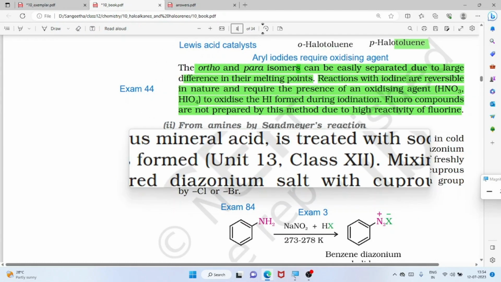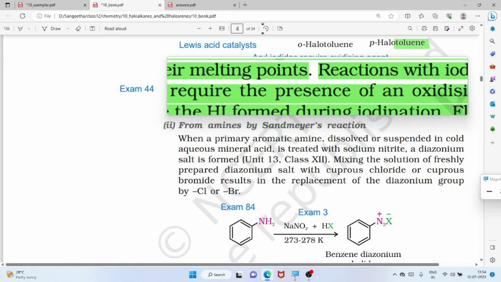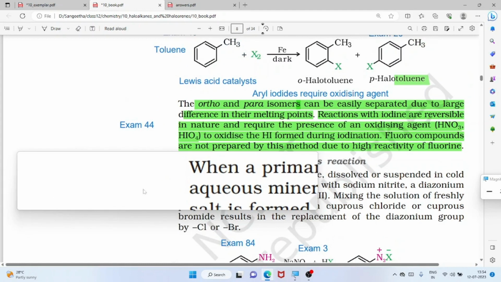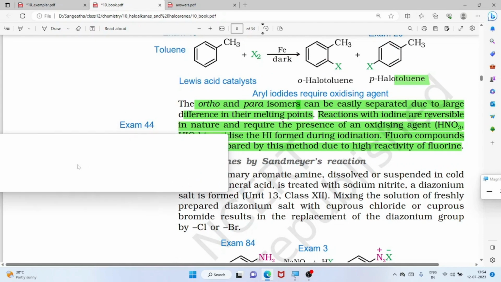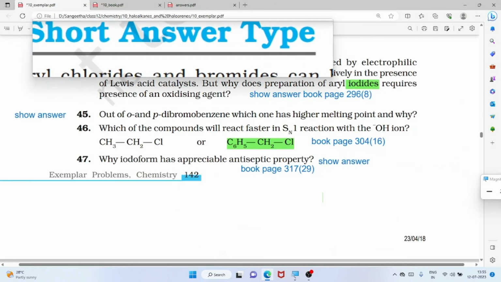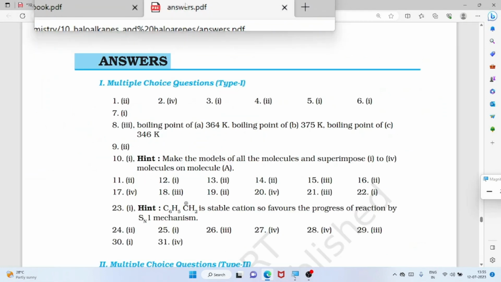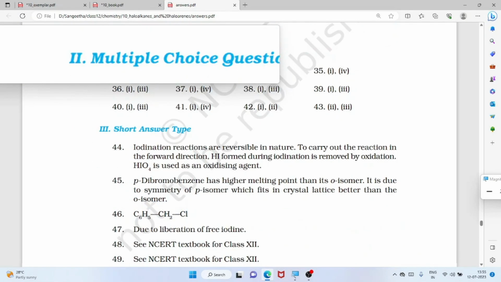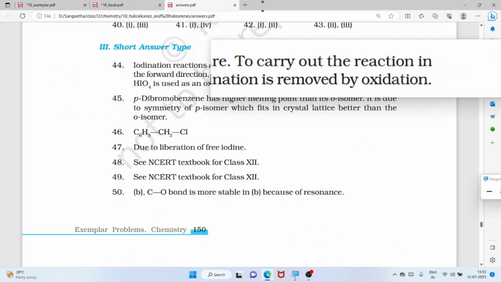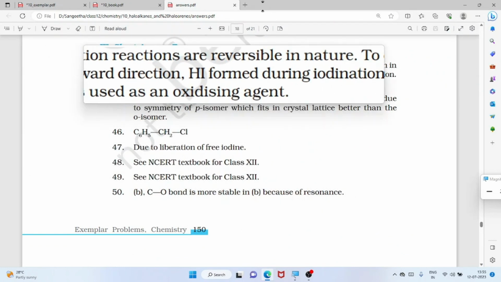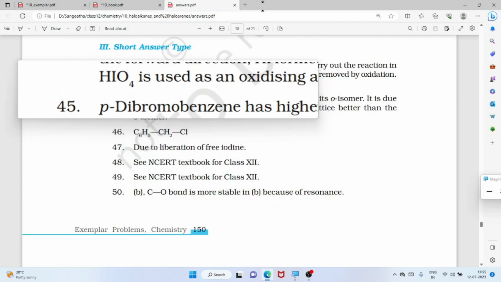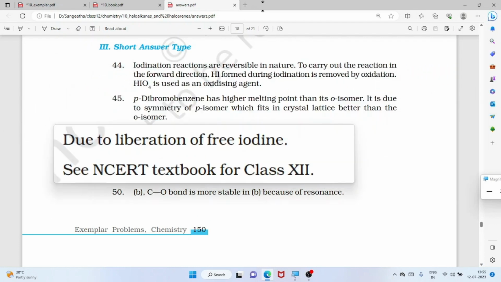Reactions with iodine are reversible in nature and require the presence of the oxidizing agent. Iodination reactions are reversible in nature. To carry out the reaction in the forward direction, HI formed during the iodination is removed by oxidation. So it is used as the oxidizing agent.